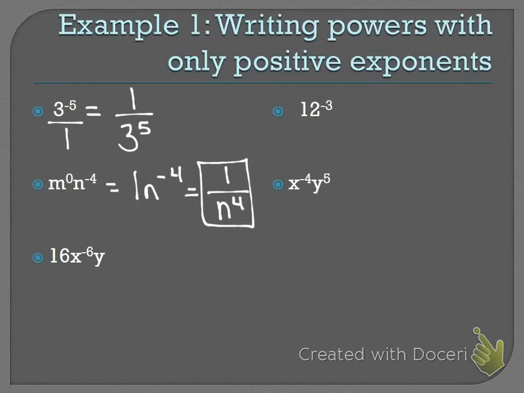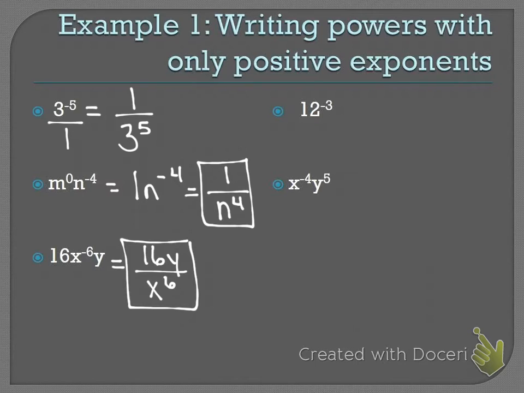Now look at the third one. In the third one, I only have one part of this number that has a negative exponent. Do you agree? Does 16 have a negative exponent? No. Does y? This is a monomial, so the only part of this term that I have to move is the part with the negative exponent. So I leave 16y in the numerator, and the only part that I move is the x to the negative sixth so that it can be written with a positive exponent.